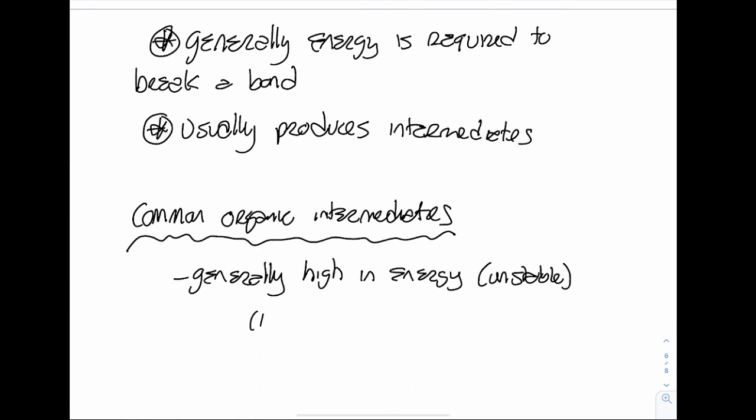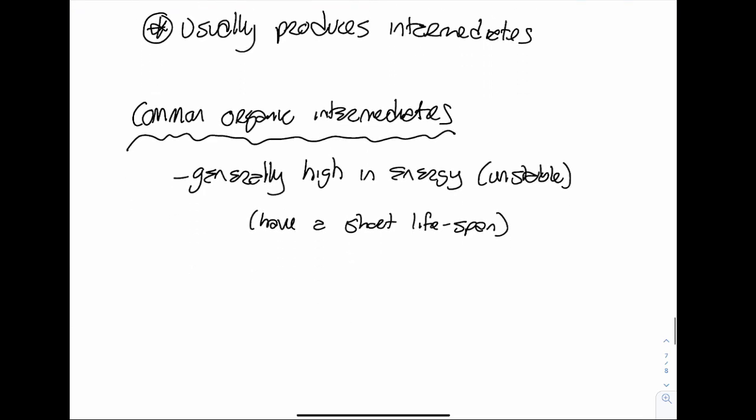So generally high in energy, making them unstable, right? They have a short lifespan, if you think about them as living. Basically you make them and then you use them up. They don't stick around for very long because they are high in energy and reactive. So common ones, first one is that radical. We're not going to really see a lot of those this semester. We're really only going to see them in this chapter. And then in 236, you will do some mechanisms, learn some reactions where you have radical intermediates.